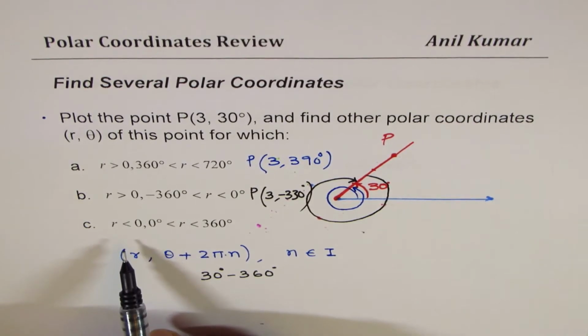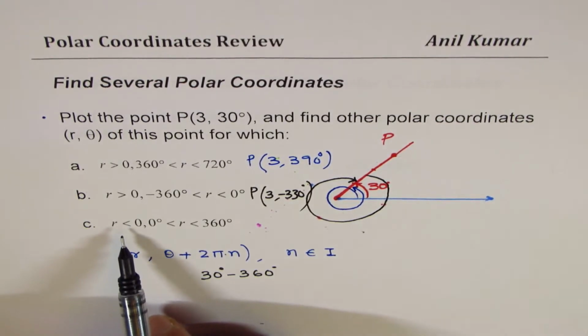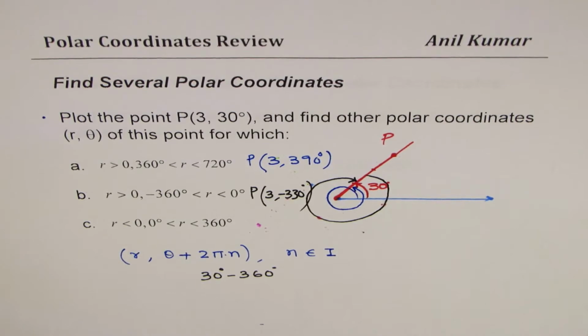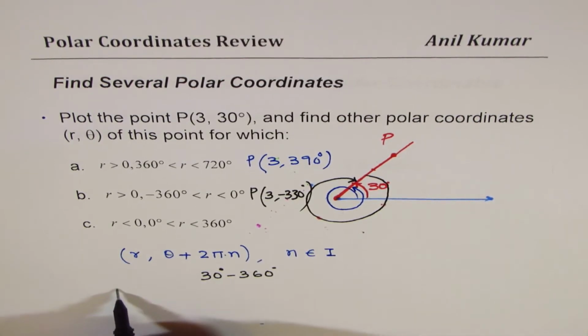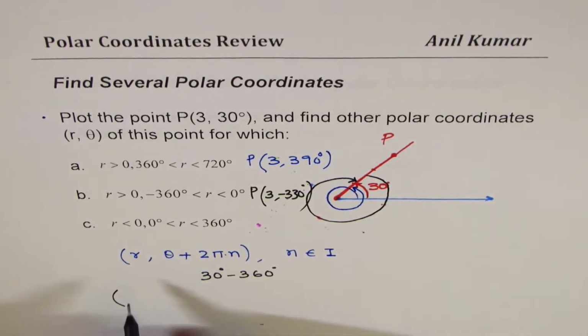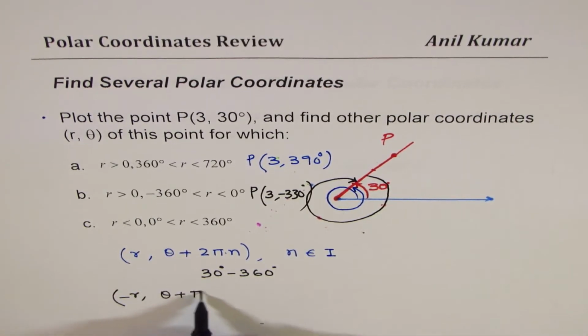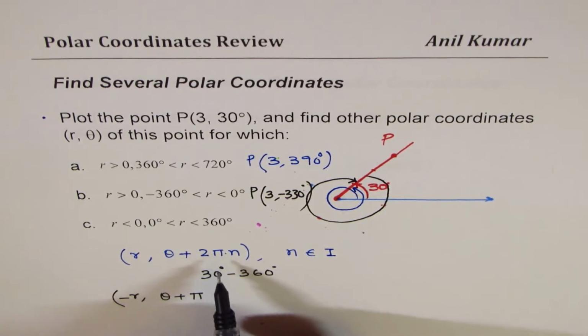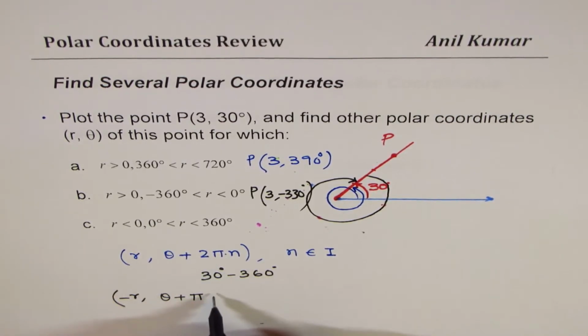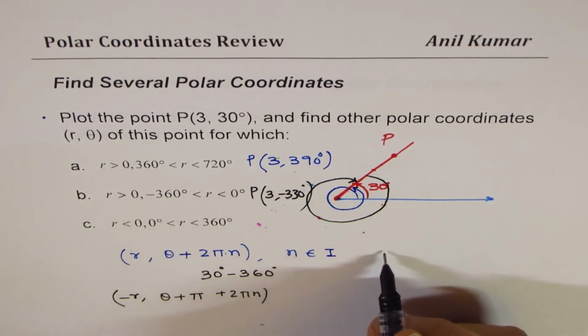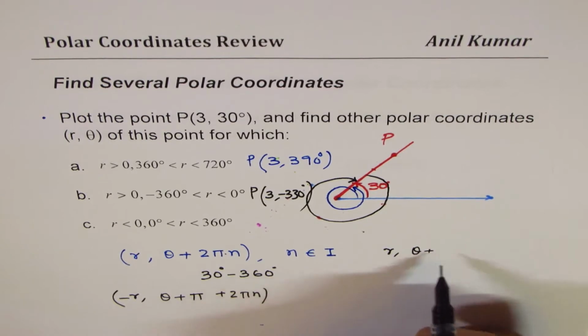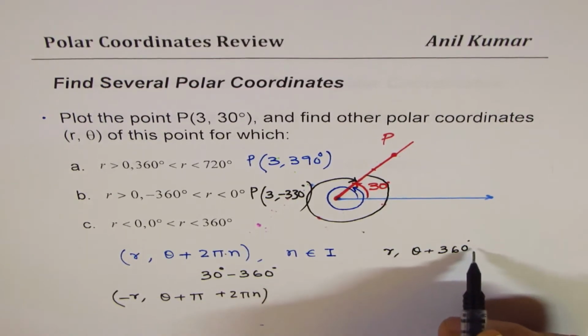Now the last example here is we are saying R should be negative. In this case, what should we do? If I am taking R as negative, then theta becomes theta plus pi. Well, I should write 360 degrees, and then we could do 2 pi n. When we are working in degrees, I could write this formula as R, theta plus 360 degrees times n.